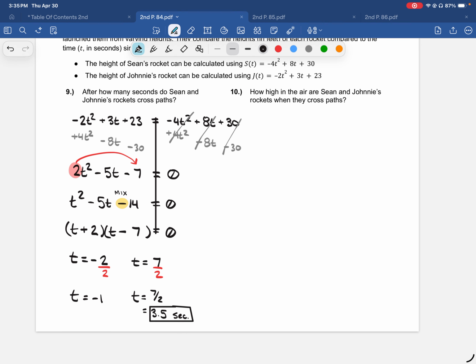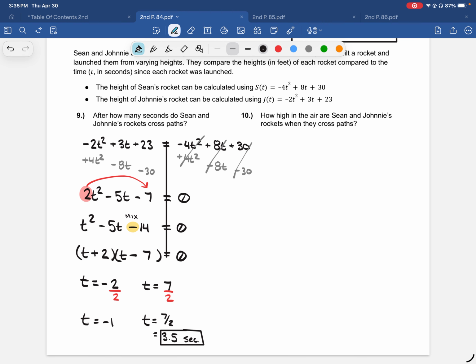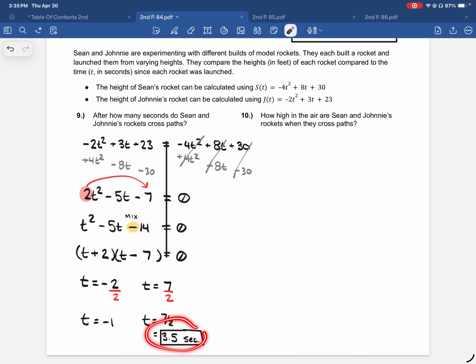Which leads me to question 10. Question 10 says, how high in the air are Sean and Johnny's rockets when they cross paths? Well, this is a time, and both of these formulas give us a height based on the time, and this is the specific time where they cross paths.